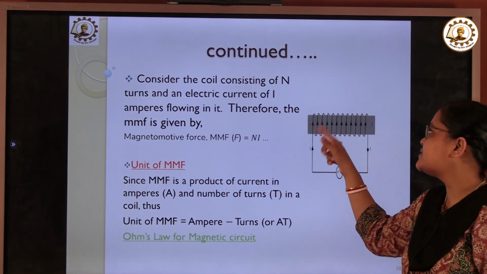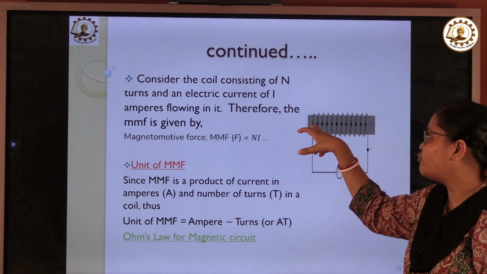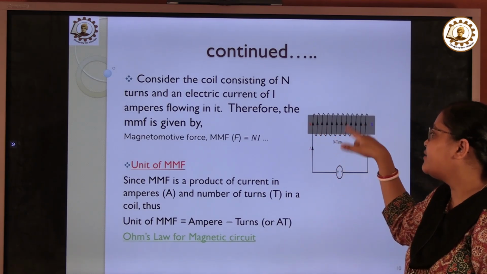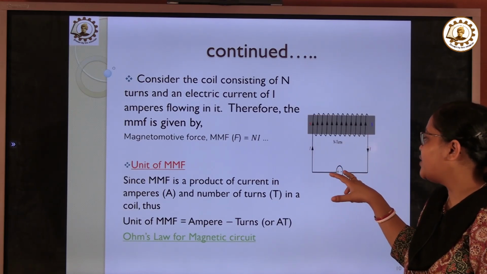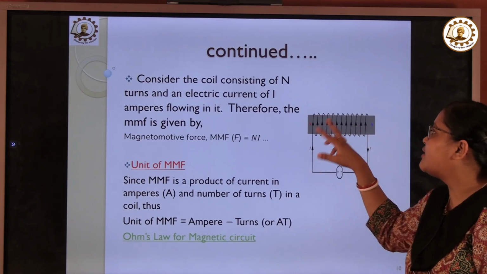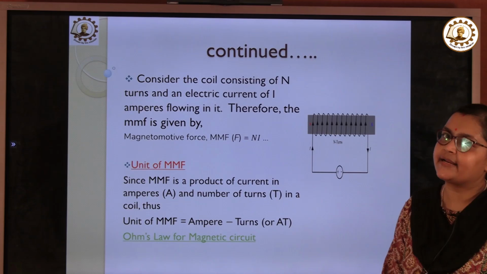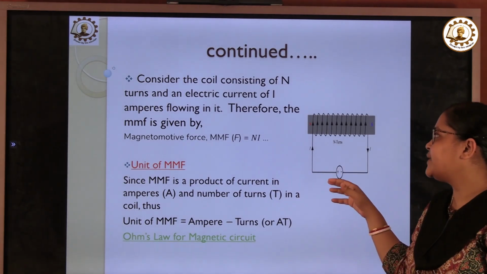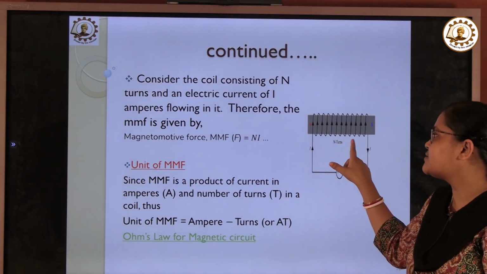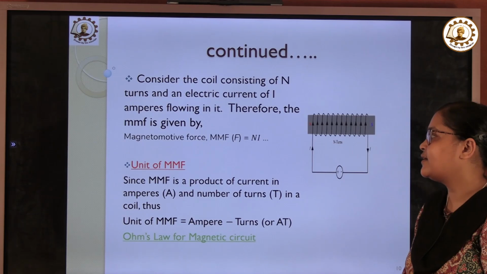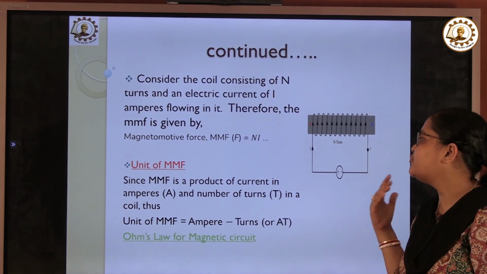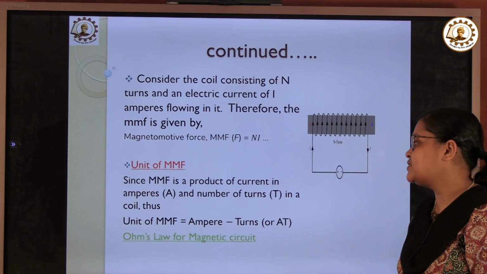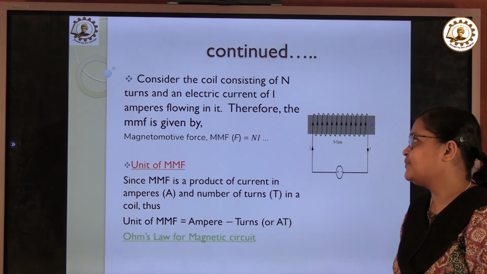Now let us say that this is a bar magnet. This is the north pole, this is the south pole, and there are these wires having a number of turns, say N, and whenever we apply a potential, a current flows. So what is magnetomotive force? It is the product of N, the number of turns, and the current, that is I. So what will be the unit of MMF? It's simple, the unit of MMF is ampere turns or AT.